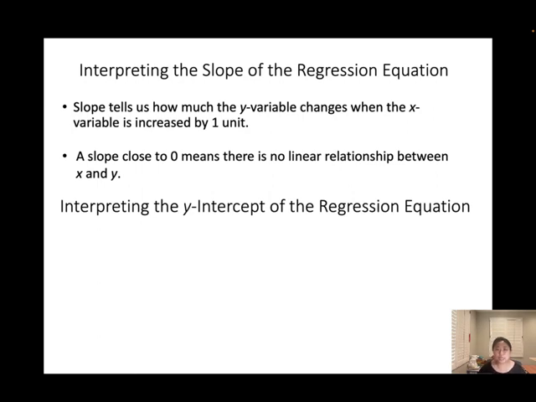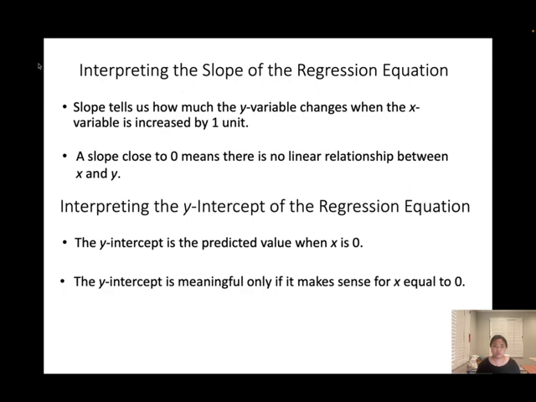Okay, how about the y-intercept? The y-intercept is the predicted value when x is equal to 0. When x is equal to 0, the y value will be exactly equal to the y-intercept. The y-intercept is meaningful only if it makes sense for x to equal 0. Like in some data, when x equals 0, your y-intercept may be a negative value, but it's not meaningful for the data.